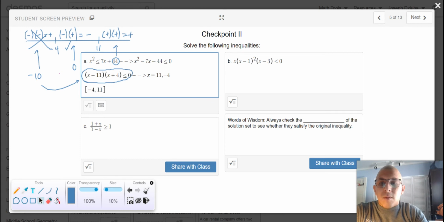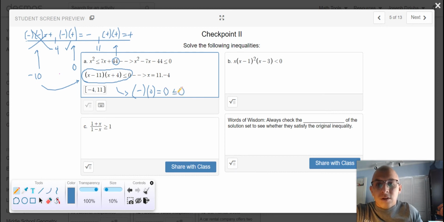Okay. How do we determine whether it's brackets, curly braces, so on and so forth? We could simply test those particular point values. So with negative 4, if I substitute it into my inequality, I'll have a negative value times 0, which will yield 0, which is less than or equal to 0. And the same will hold true with the number 11. So this is why I want to use brackets rather than parentheses, because those solutions can be included in our final answer.